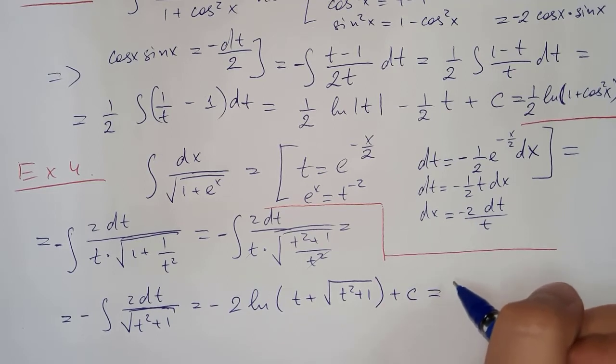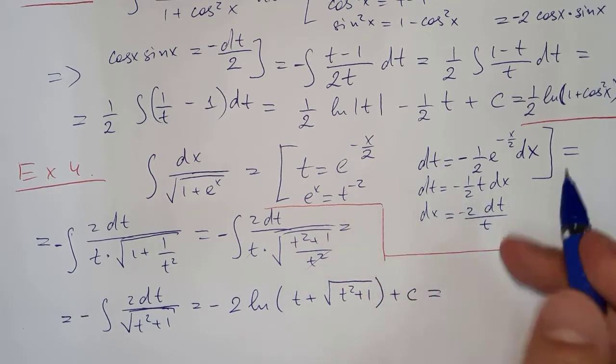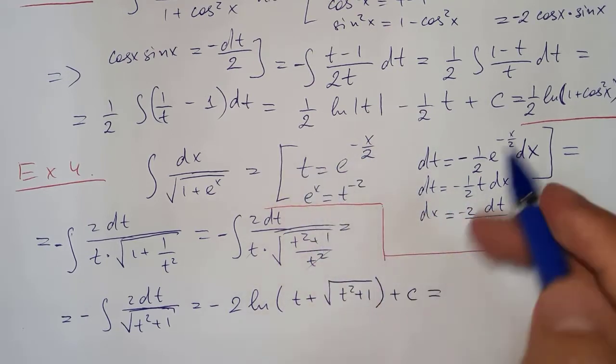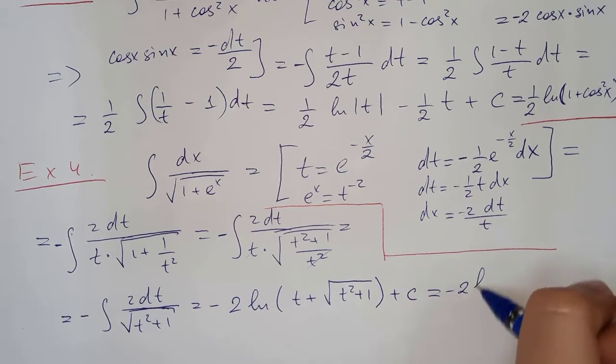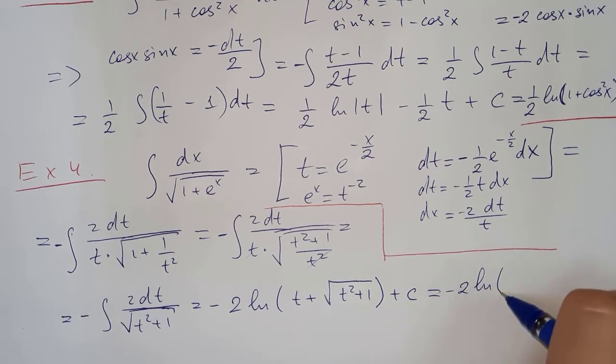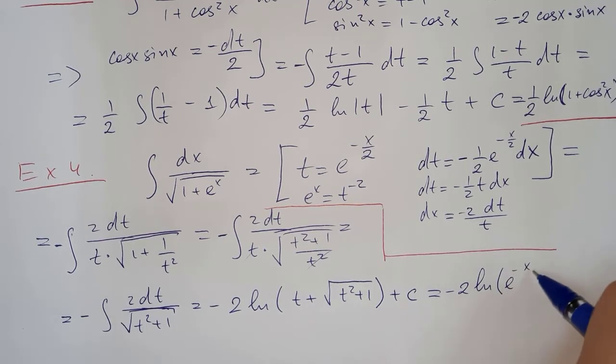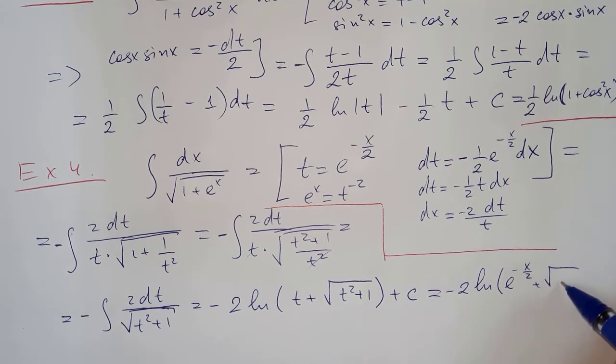So now we can replace our variable t with e to the power of minus x over 2, and we get the following answer: minus 2 natural logarithm of e to the power of minus x over 2 plus the square root of e to the power of minus x plus 1, and plus c.